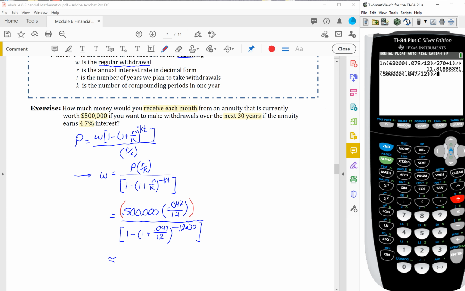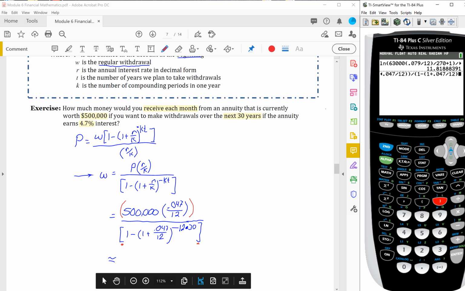Divided by, now your denominator. You need to be explicit about your parentheses. So here I'll have one in the beginning and one in the end to signify my denominator. So parenthesis, 1 minus 1 plus your interest rate divided by 12. Close off your parenthesis for the interest rate portion.